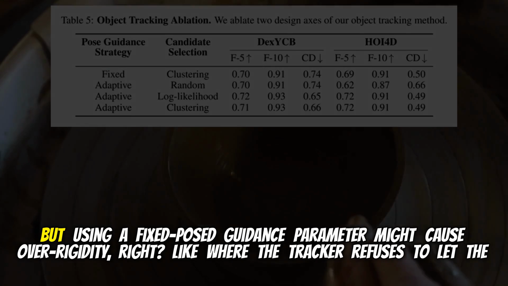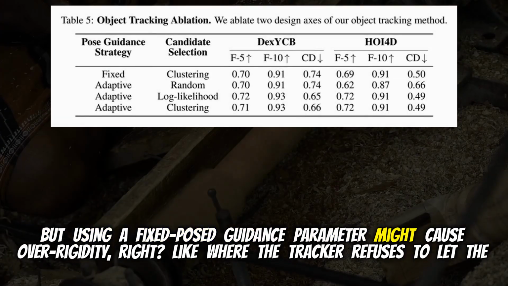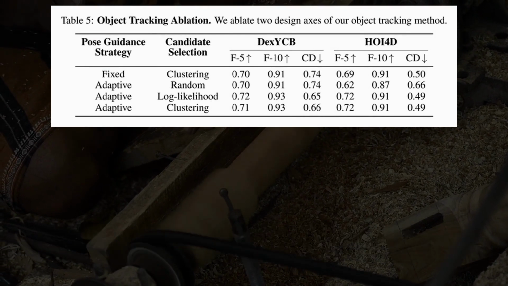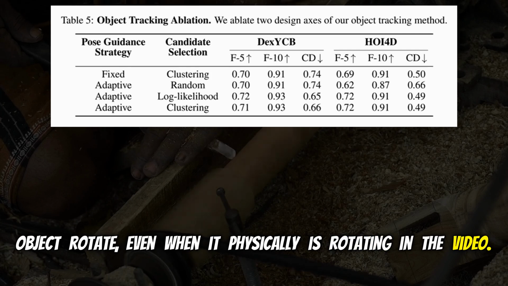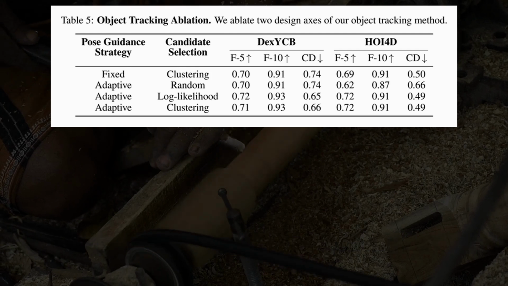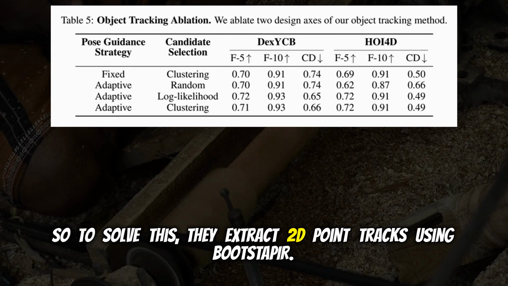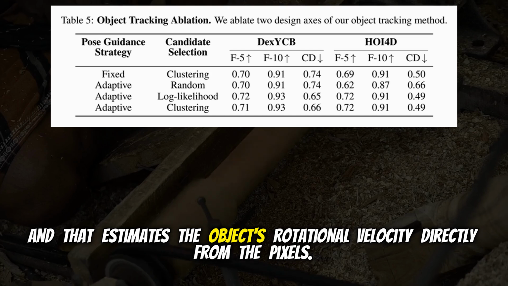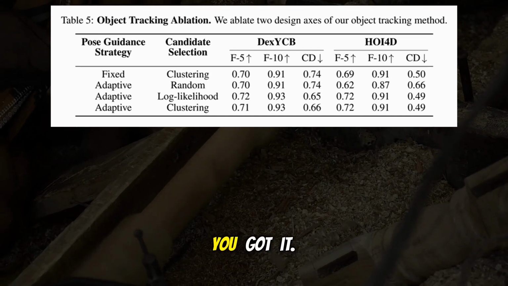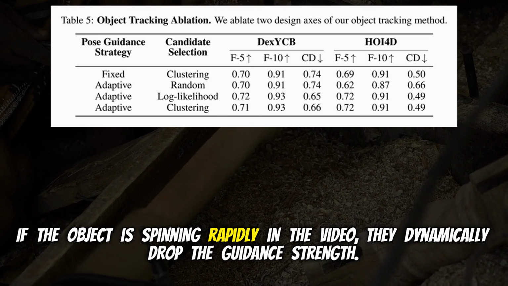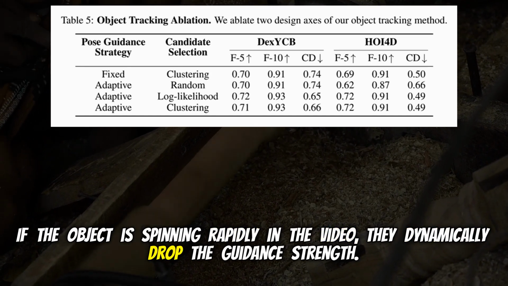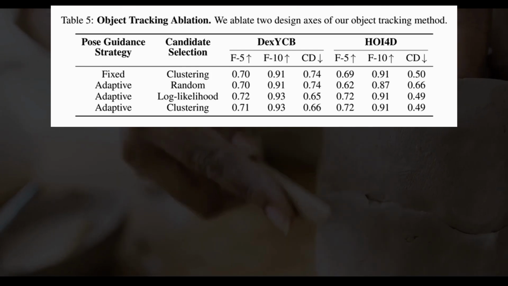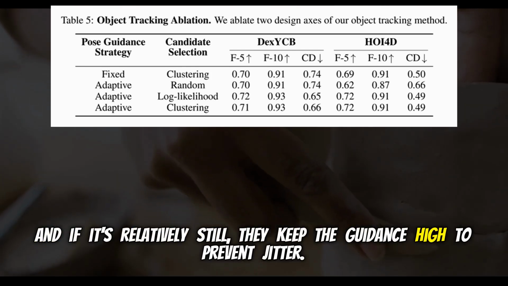Got it. But using a fixed pose guidance parameter might cause over-rigidity, right? Like where the tracker refuses to let the object rotate even when it physically is rotating in the video. Yeah, or it might cause spurious flips. So to solve this, they extract 2D point tracks using Bootstaper. And that estimates the object's rotational velocity directly from the pixels. You got it. If the object is spinning rapidly in the video, they dynamically drop the guidance strength. So the model is allowed to shift the 3D pose more aggressively. Right. And if it's relatively still, they keep the guidance high to prevent jitter.